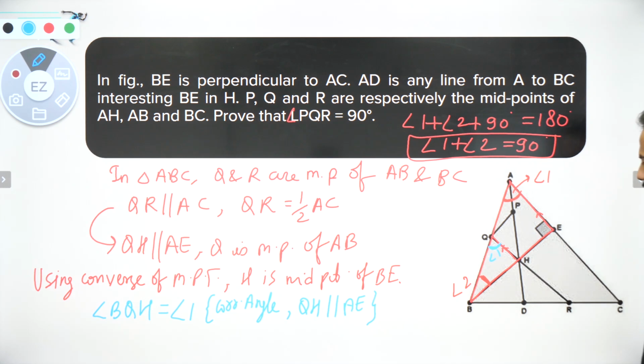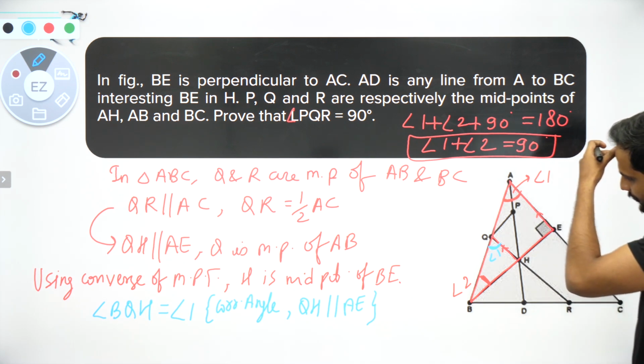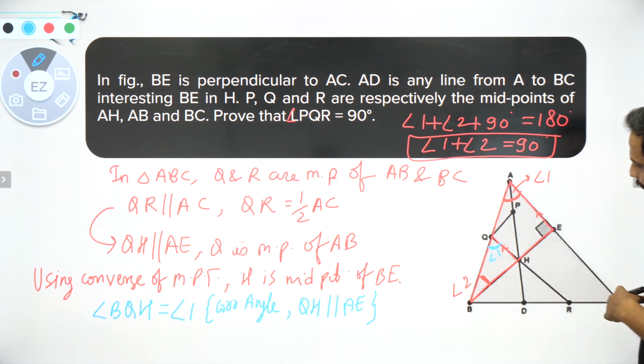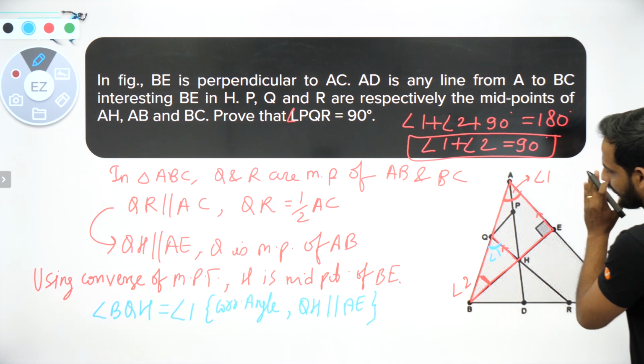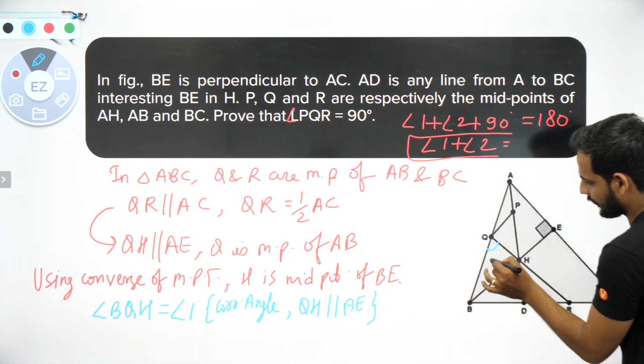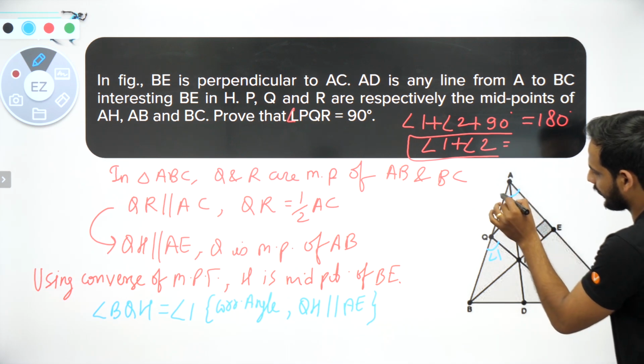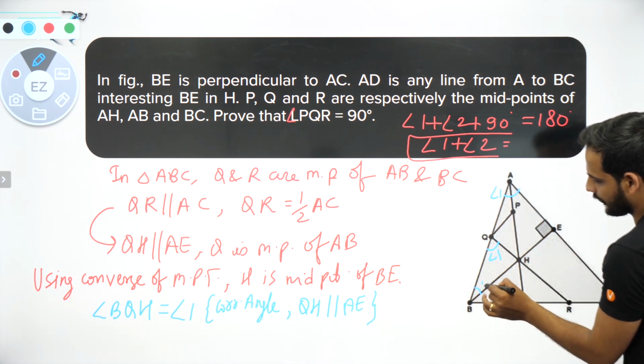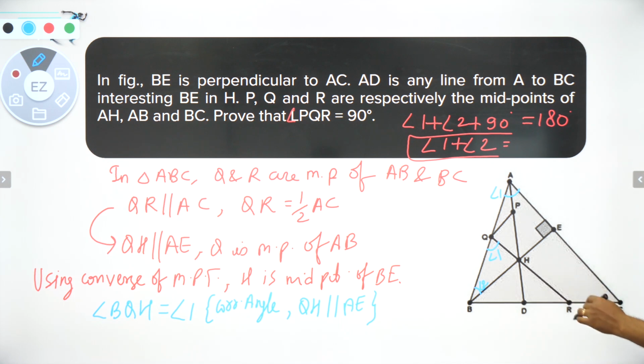Now let us talk about some other triangle. So this part I have got is angle 1. Now let us see what we have got till now. This is angle 1. This is also angle 1. Now this was angle 2. Correct? Now take this triangle.